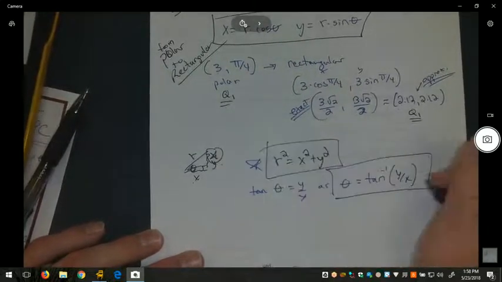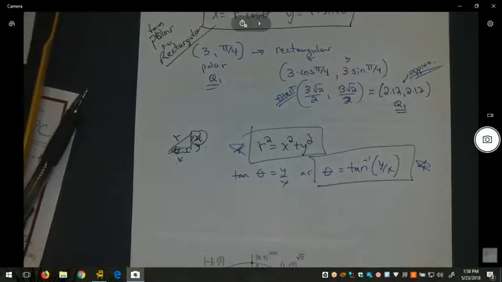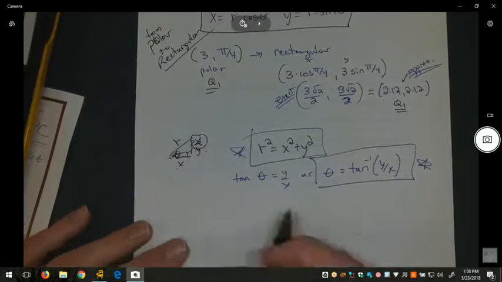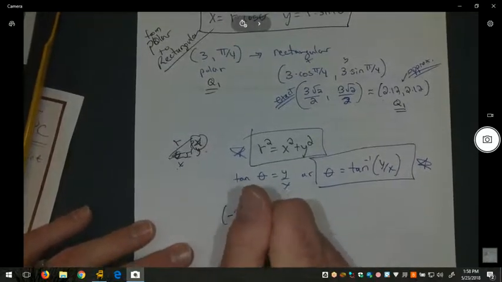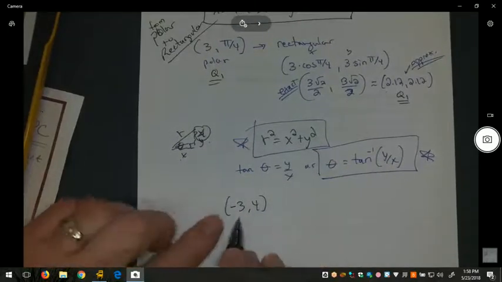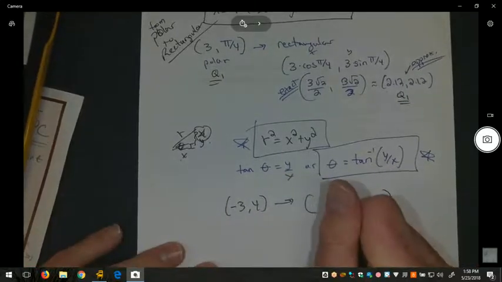These two relationships are what we need to use when we're converting from rectangular to polar, because we'll only have an xy coordinate, such as -3, 4. I know we did one case of positives in class. So this, I want to pay attention to where this point is. We're going to convert this to polar.